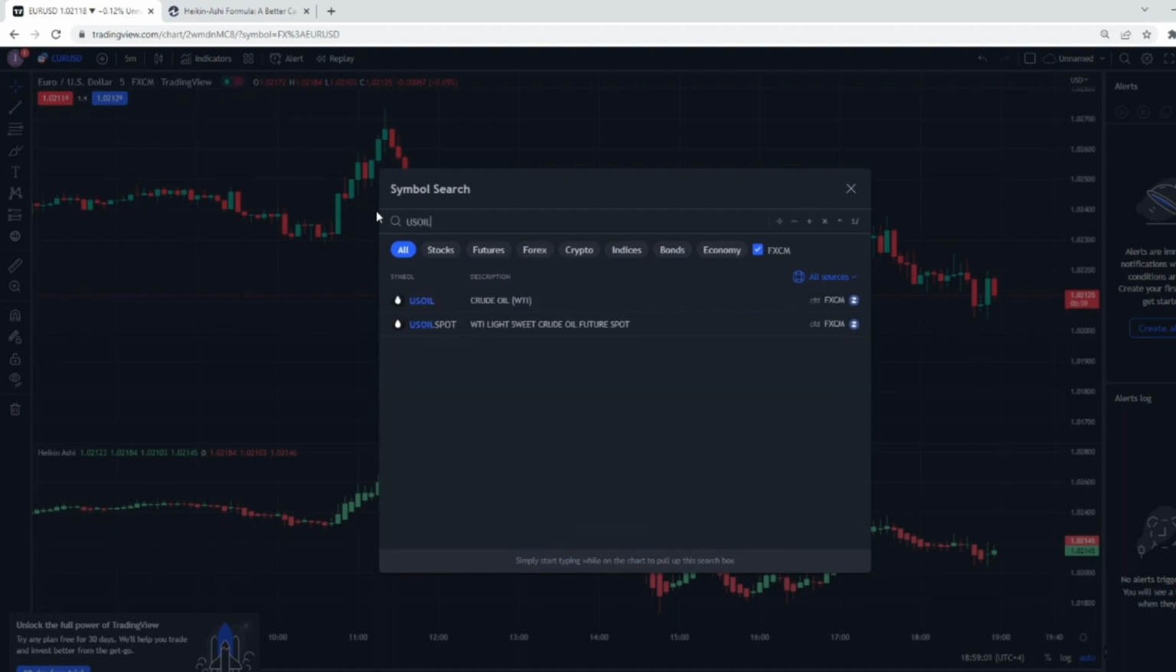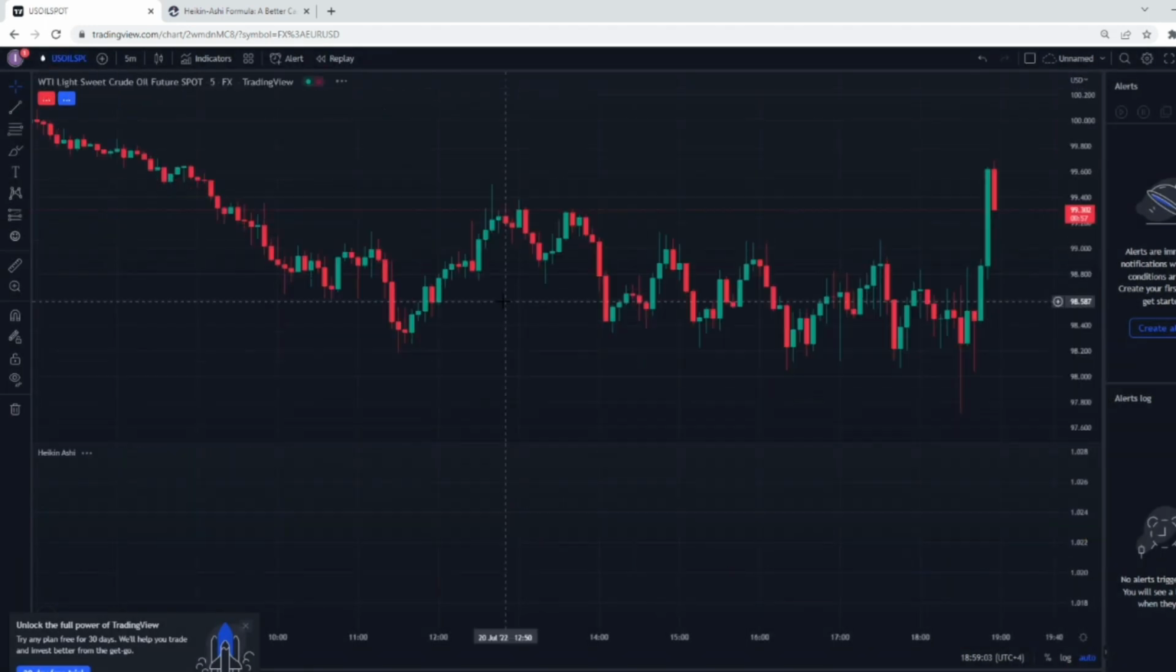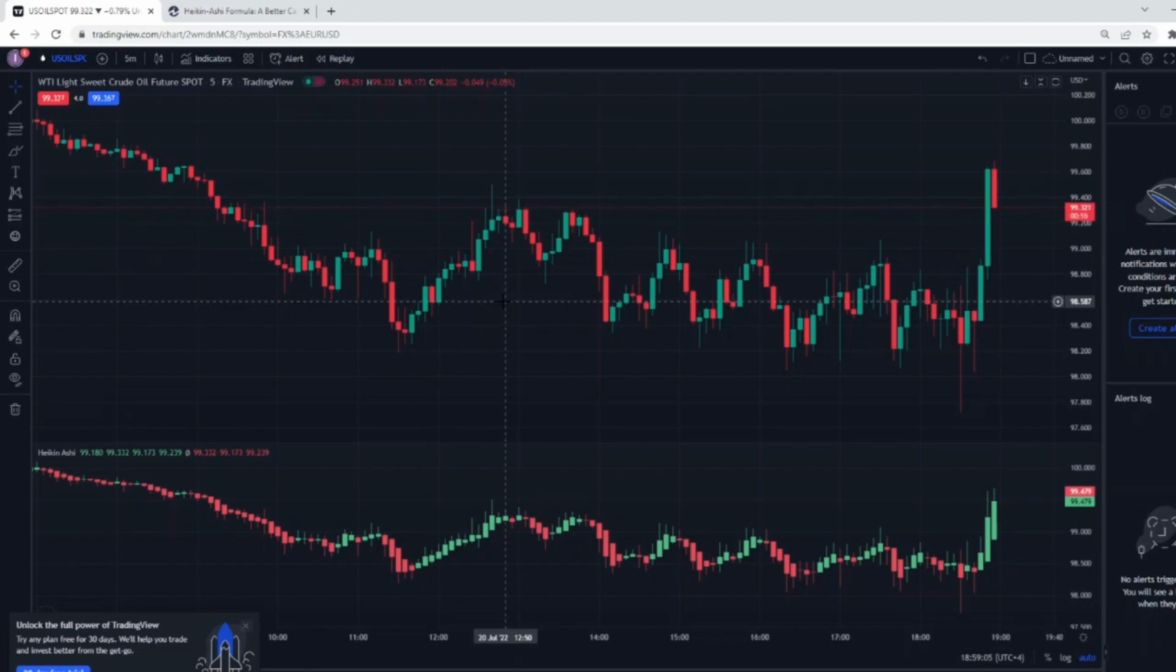So here's a quick way on how to identify the current trend using the heikin ashi chart. You can identify a strong bullish trend if the candle is colored green, it has a large body, and it has no lower shadows. And you can identify a strong bearish trend if the candle is colored red, it has a large body, and it has no upper shadows.